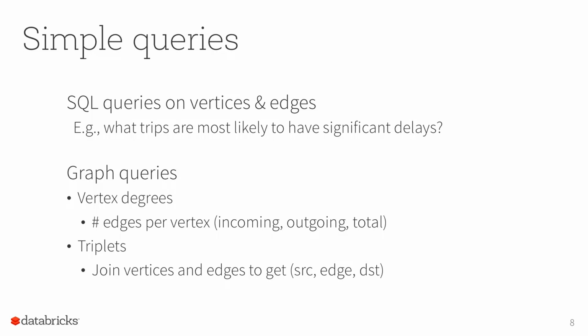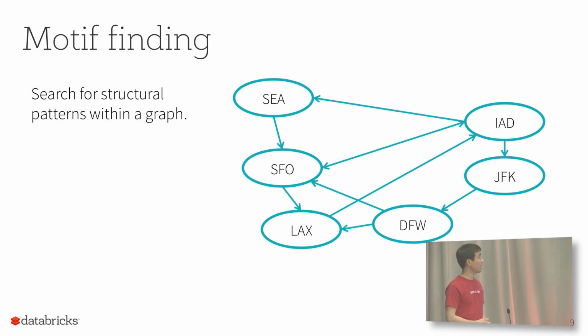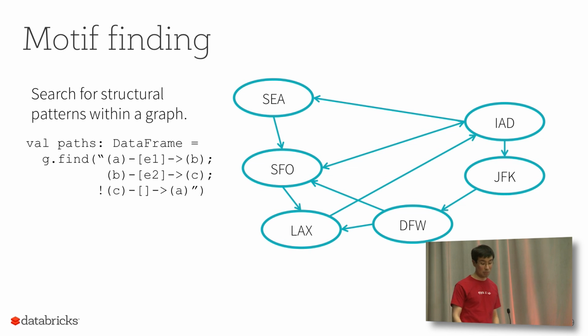Cool. So in addition to these simple queries, one really cool thing, which is new in graph frames, which was not in GraphX, is motif finding. And what that does is let you search for structural patterns within a graph. So here I have the simplified graph of the US. And in order to explain motif finding, I'm just going to go through an example. So here we're looking to find this motif with 3 pieces.